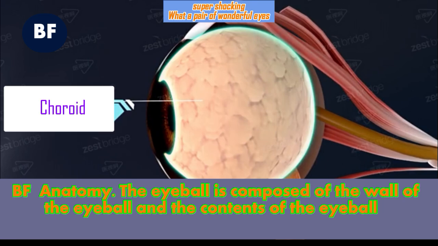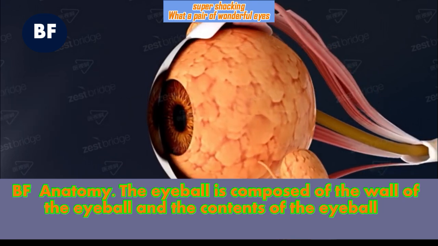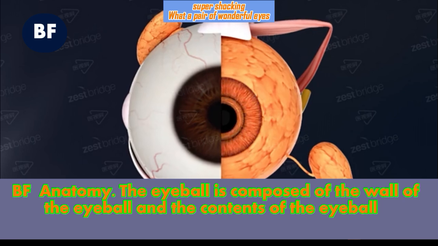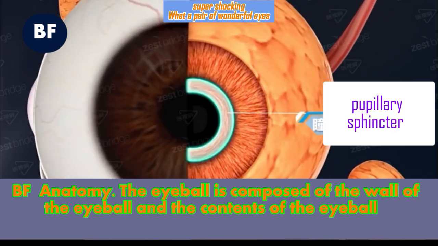The vascular layer has 3 parts: choroid, ciliary body, and iris. It's rich in blood vessels and pigment cells. This layer nourishes eye tissues and blocks light.